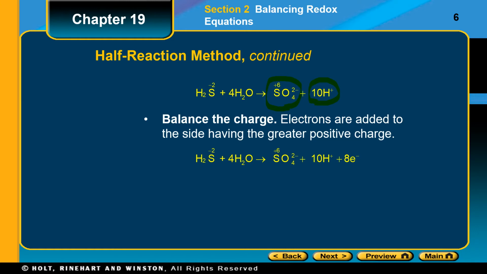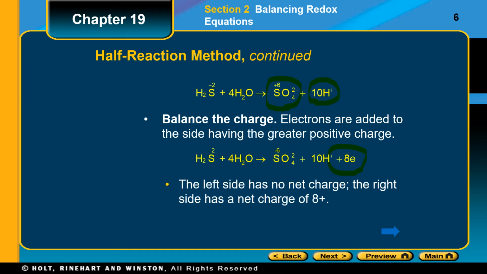And according to our instructions, we are supposed to add electrons to the side having the greater positive charge. Well, the left side was 0. The right side is +8. So we're going to have to add 8 electrons to the right side. That's why we added these 8 electrons right here, because we need to get both sides to be the same charge. In this case, we need both of them to be neutral, both of them to be 0.